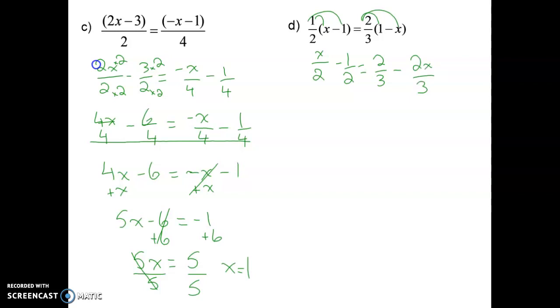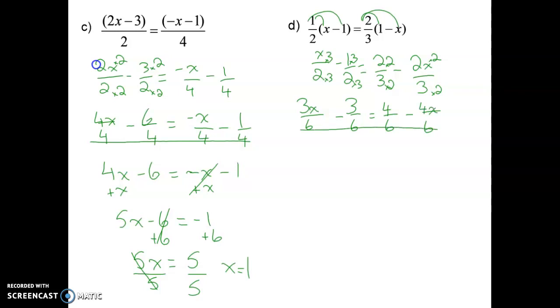Now that I have that, my common denominator is going to be 6. So I'm going to change all the fractions to a denominator of 6. 2 goes into 6 3 times, so 3 times x is 3x. 2 goes into 6 3 times, and 3 times 1 is 3. 3 goes into 6 twice, so 2 times 2 is 4. And 2x times 2 is 4x.